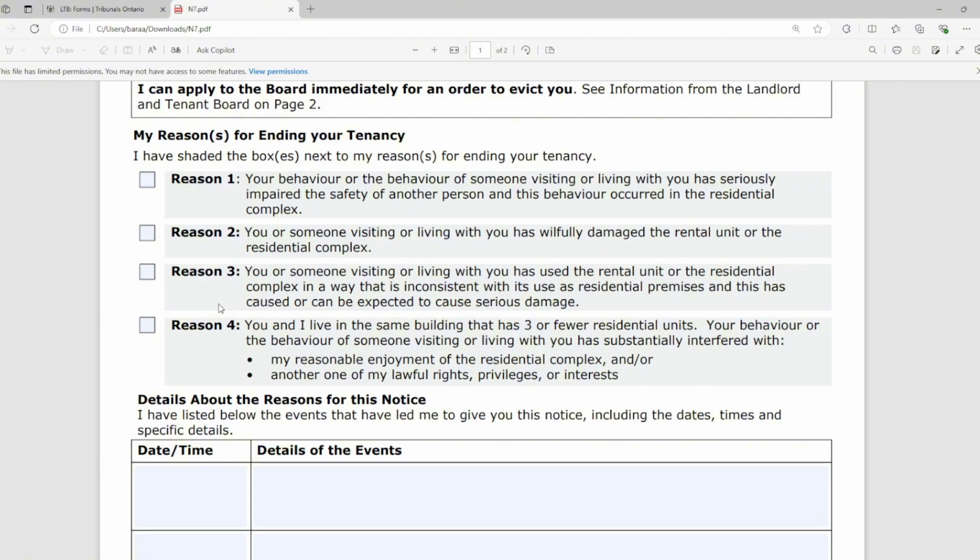And if this behavior has caused or can be expected to cause serious damage, you would choose reason 3. And then if you are a landlord that lives in the same, for example, 4-plex or 3-plex, whatever the complex might be, in the same building that has 3 or fewer residential units, your behavior or the behavior of someone visiting or living with you has substantially interfered with my reasonable enjoyment, this would be you, the landlord, of the residential complex, or another one of my lawful rights, privileges, or interests. So again, if they're doing something, for example, that's restricting your movement and your right to movement or something of that sort, this would be the reason you choose.